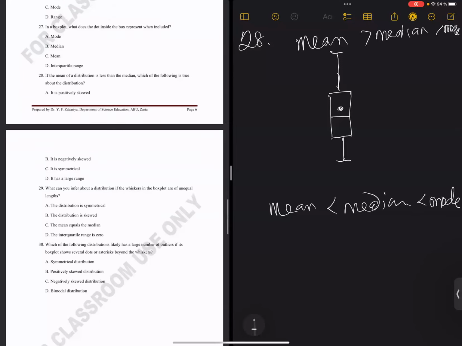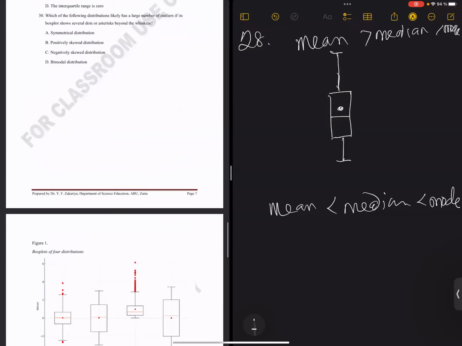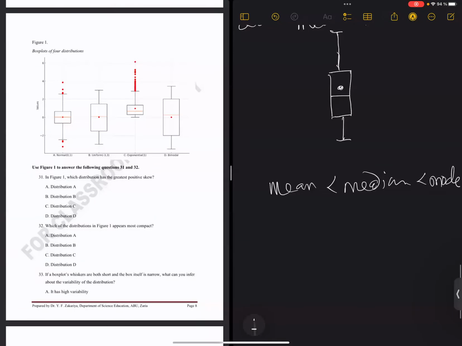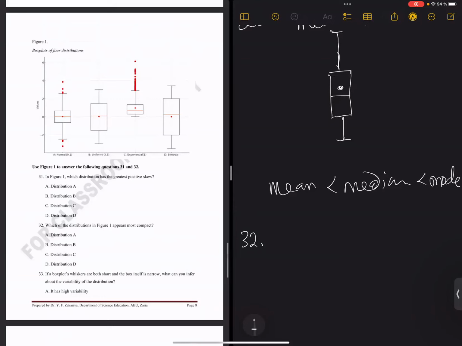All right, so this is fine. Then we go to the next problem, which is problem number 32. It says, we are going to use this box plot, figure 1, to answer question number 32. Which of the distributions in figure 1 appears most compact?